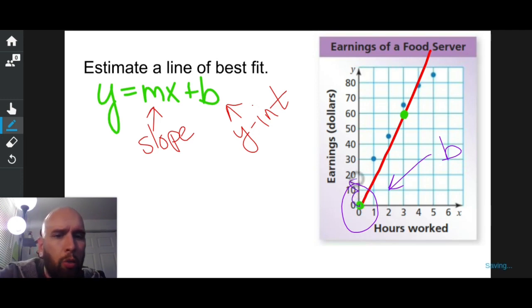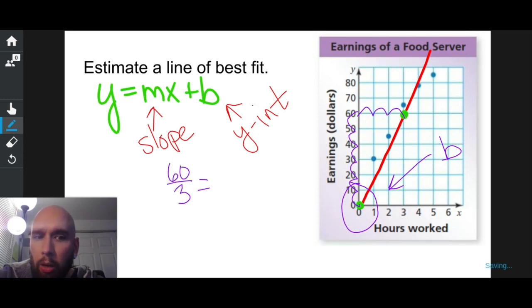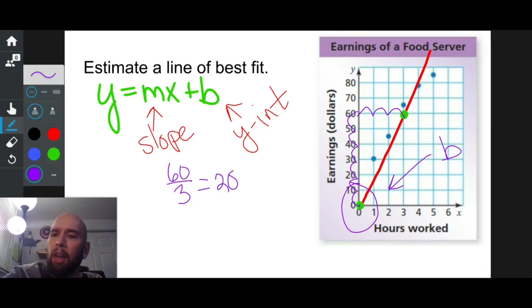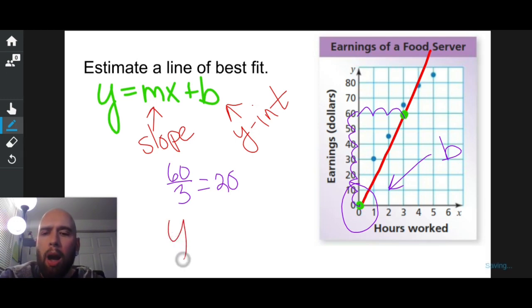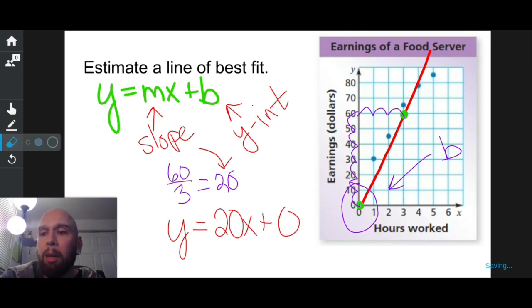I rise 10, 20, 30, 40, 50, 60, and I run 1, 2, 3 hours. So my slope is going to be rise 60, run 3 hours. In other words, 20. So a line of best fit that I could use is going to be y equals mx, where m is my slope, and I said that my slope is going to be 20, so 20x. 0 is my y-intercept. So I can put plus 0, but why would I waste my time? Even though I literally just did, I don't need it.